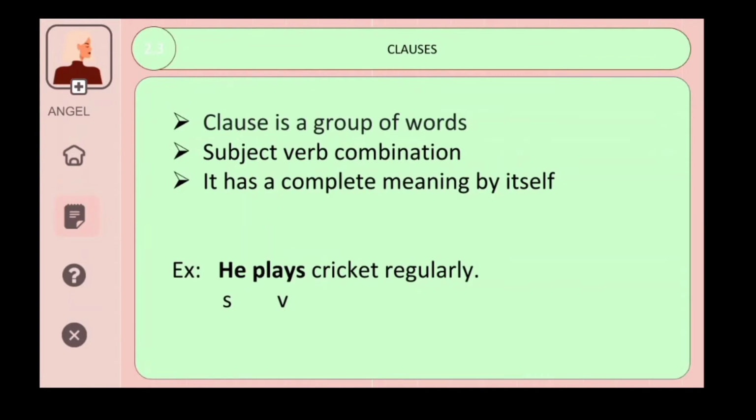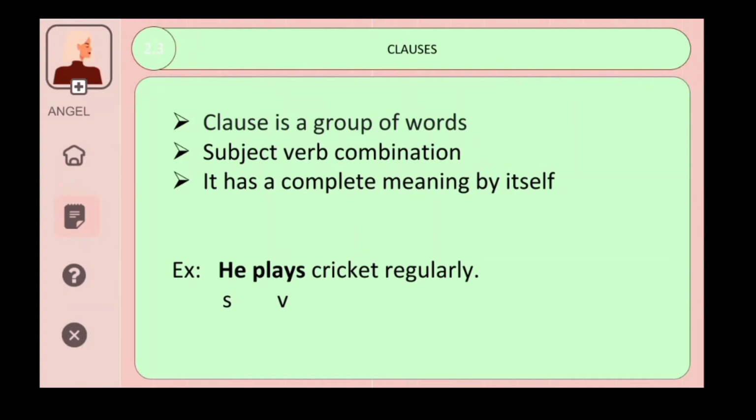First, let's have a definition of clauses. A clause is a group of words, a subject-verb combination, and it has a complete meaning by itself. We can also consider a simple sentence as a clause, and we have an example here below. He plays cricket regularly. This is an example of a simple sentence, and it has a subject and also a verb. So we can say that this is an example of a clause also.